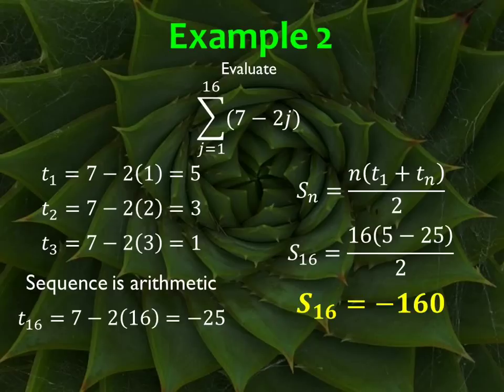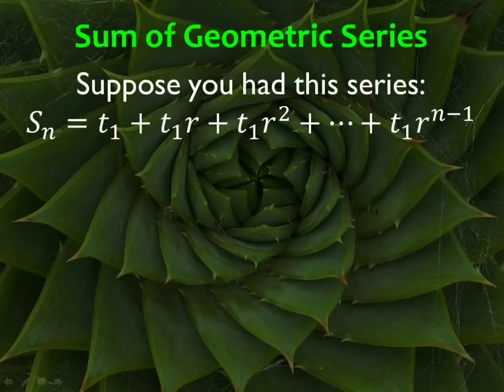So for arithmetic sequences, add the first and last term, multiply by the value of n, how many terms there are, divided by 2. Now, for a geometric series, there's another pattern that you can observe to find the sum.